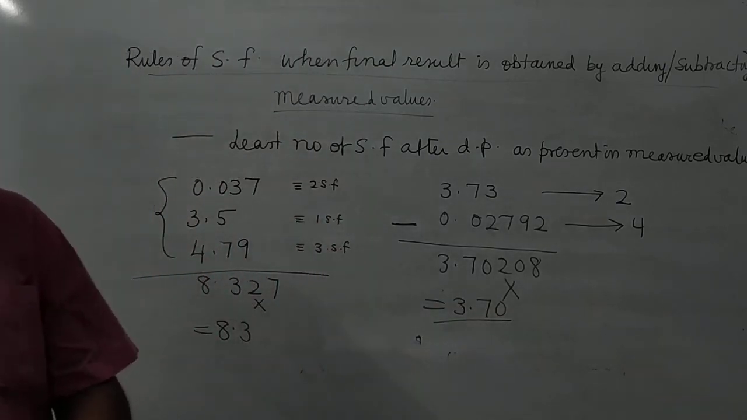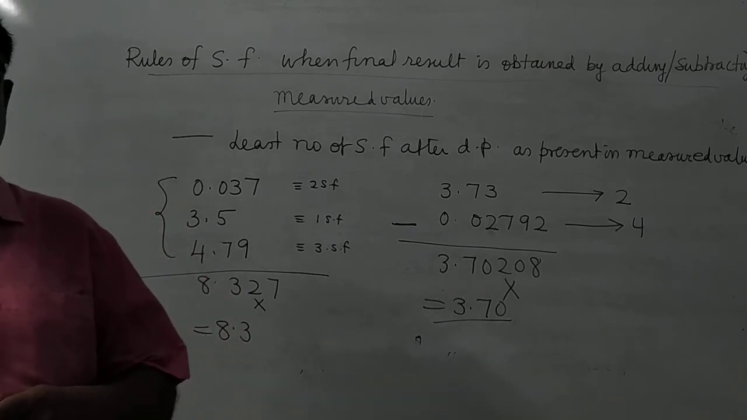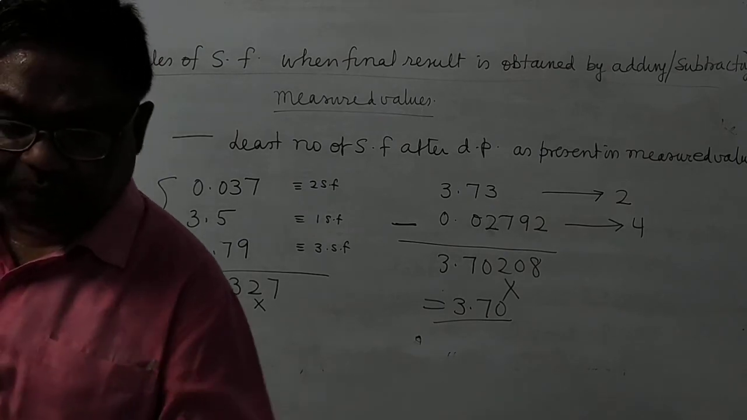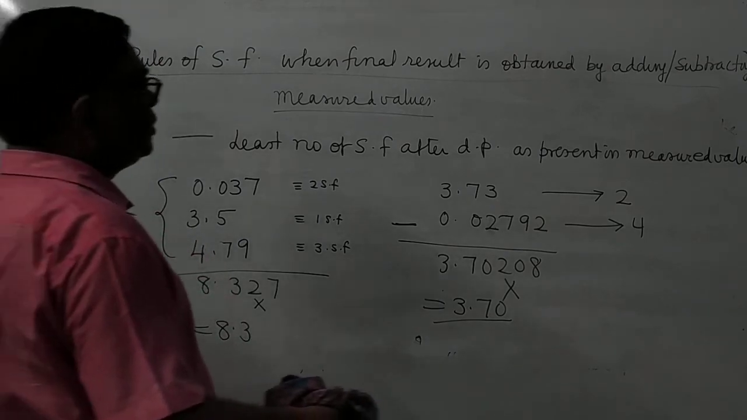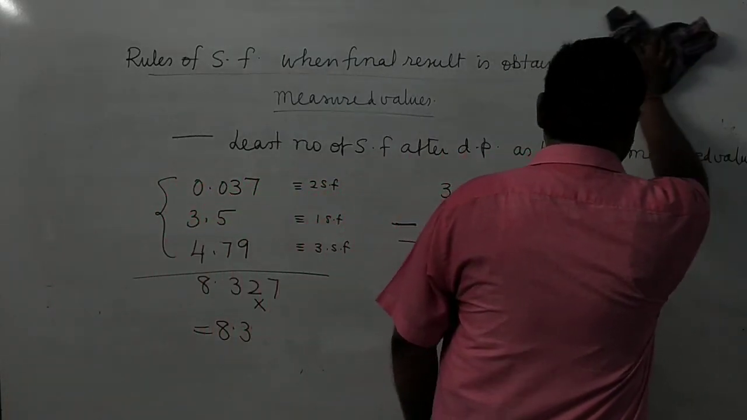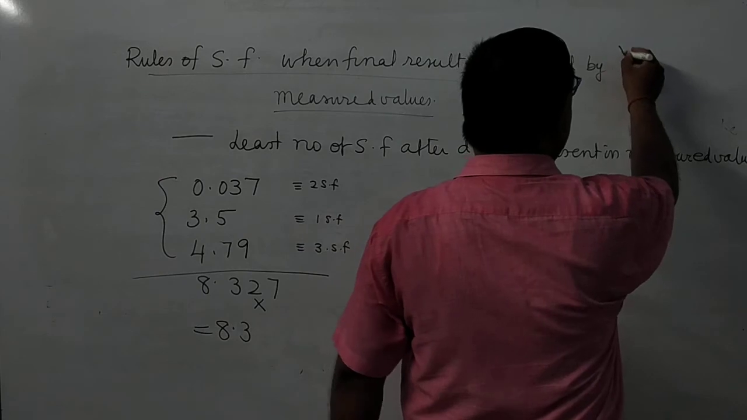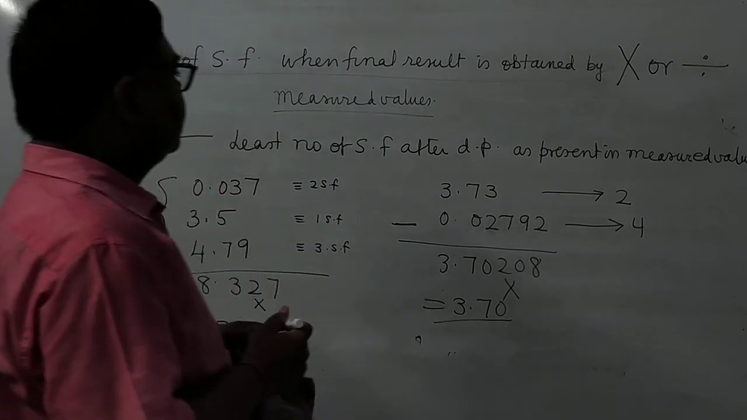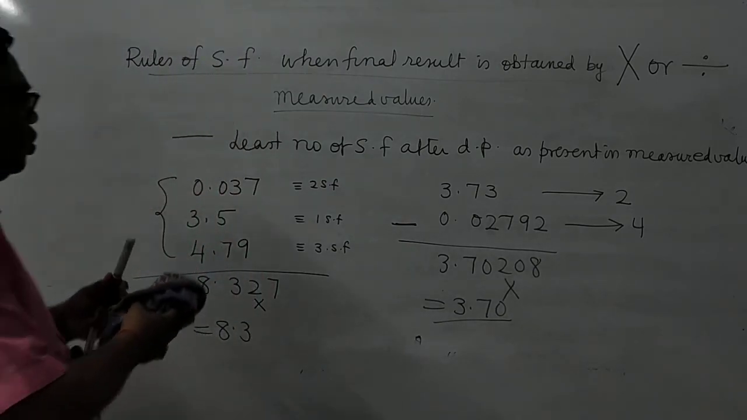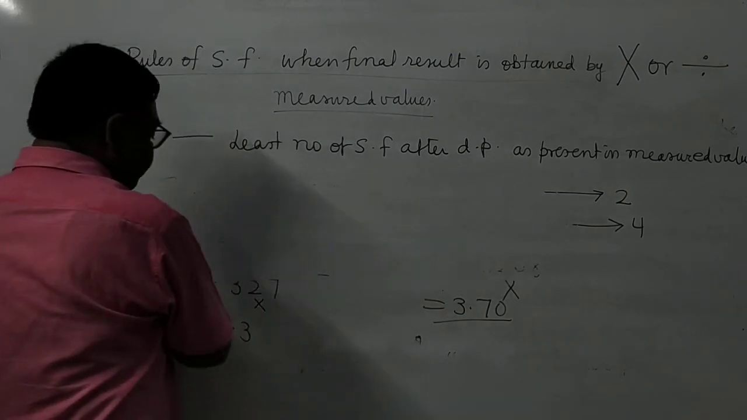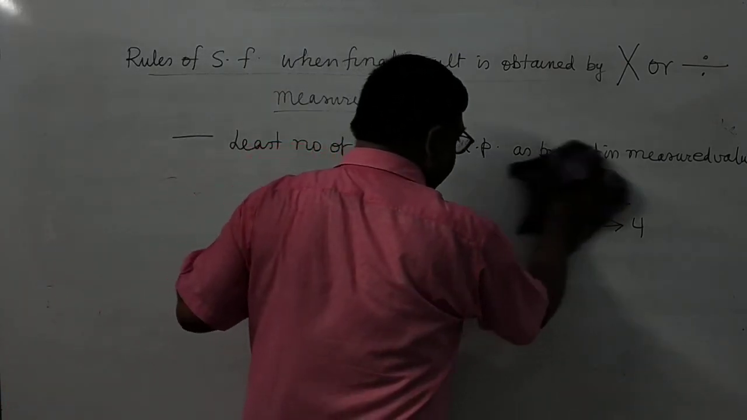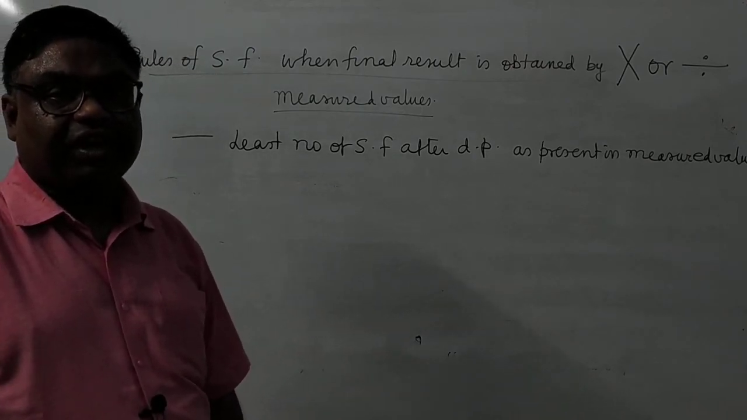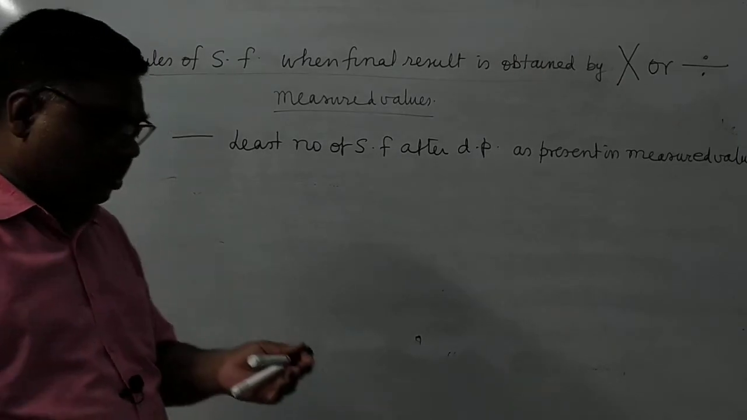So this is the rule when measured values have been added or subtracted in order to find the final result. But suppose it is multiplied or divided, when the final result is obtained by multiplying or dividing the measured values, then what will we do? We will keep the least number of significant figures as present in the measured values.